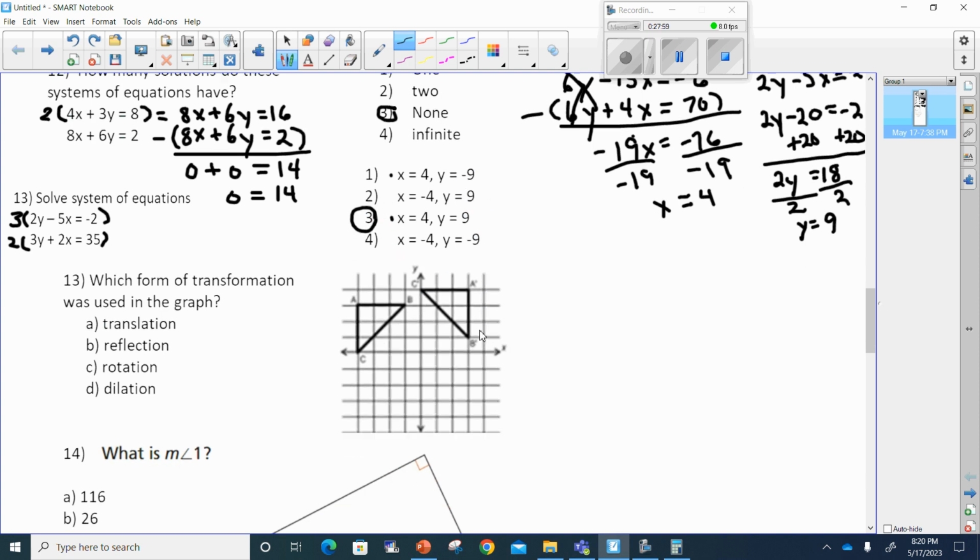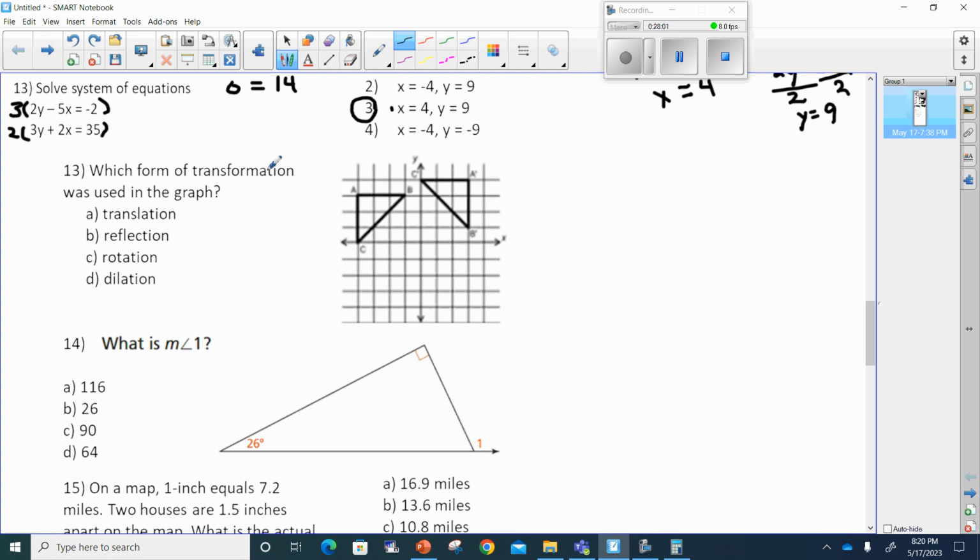All right, let's go to number 13. Which form of transformation is used in the graph? I can see here that this is not reflection, because if it was reflection, it would be over here, facing it perfectly at the same level. So that's not it. It's not dilation. It's the same exact height, right? It's a scale, I should say, up 3 and over 3.